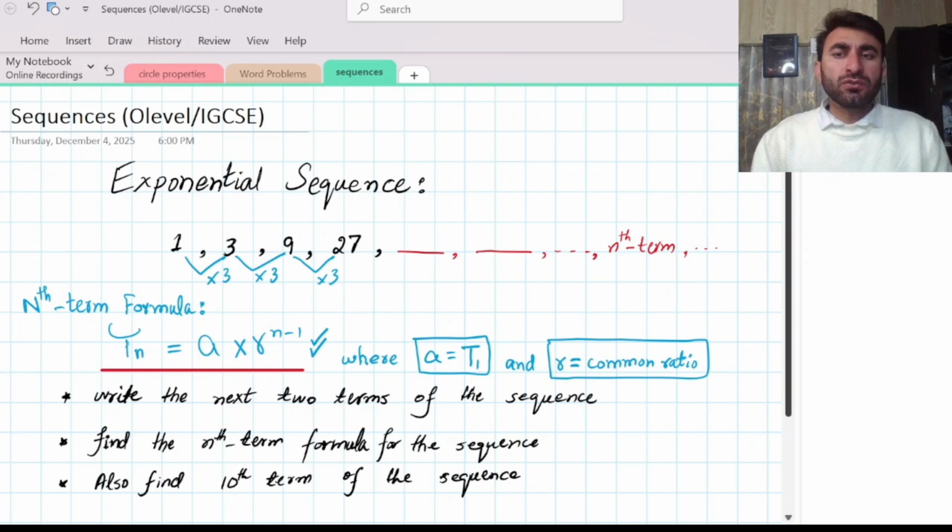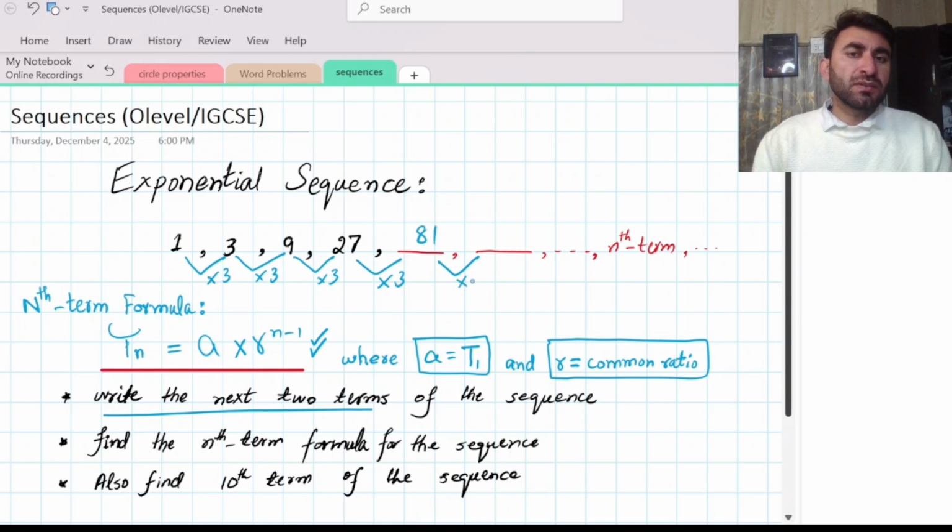Now, first we are to write the next two terms of the sequence, and for that we will multiply 27 by 3, that becomes 81. So that is the fifth term of the sequence, and the sixth term will be 81 times 3, and that becomes 243. So these are the next two terms of the sequence. Then it said find the nth term formula for the sequence.